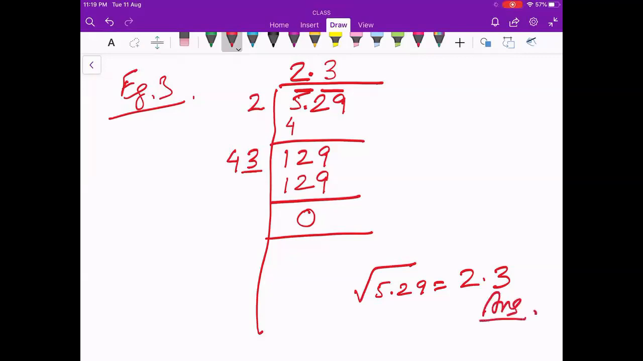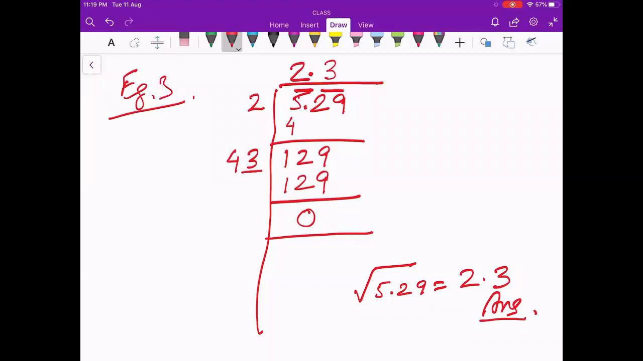So students, remember that we can get remainder 0 in case of decimals, but in case of natural numbers which are non-square, we do not get 0 as remainder. But in case of decimal numbers, we can get 0 as remainder.